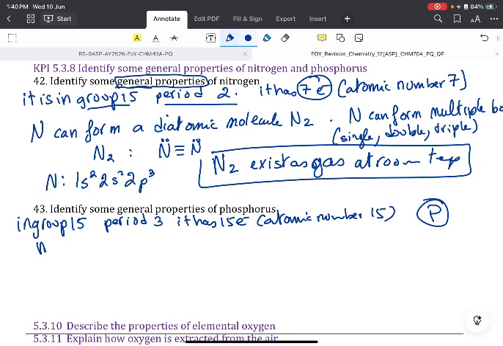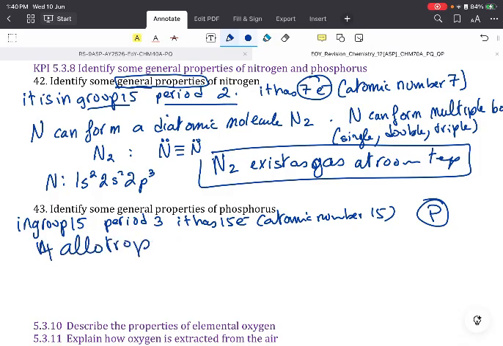So it has white, red, black, violet, four allotropes of phosphorus, and each one has a different use. I don't need to know them. It's solid at room temperature.